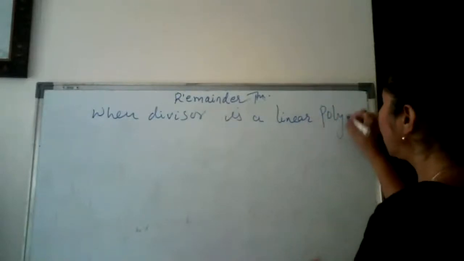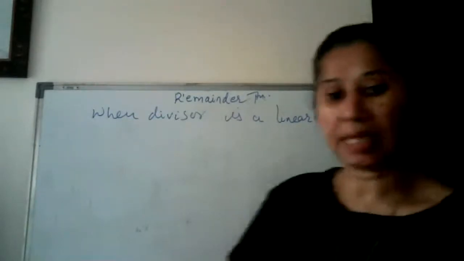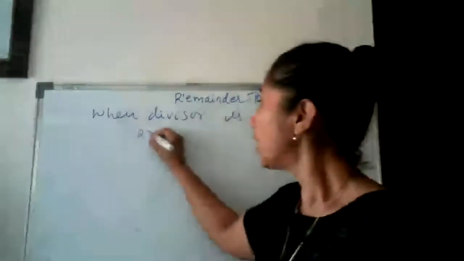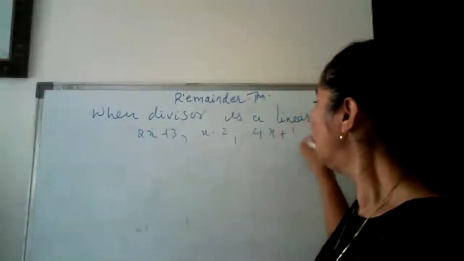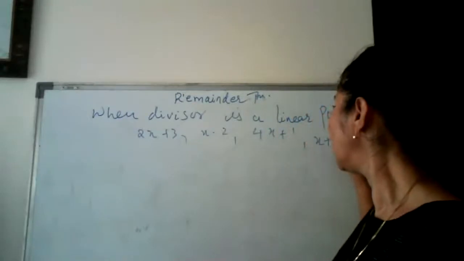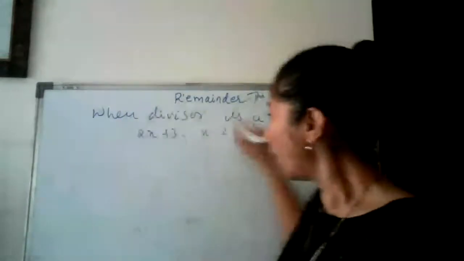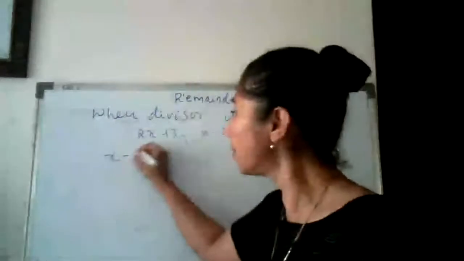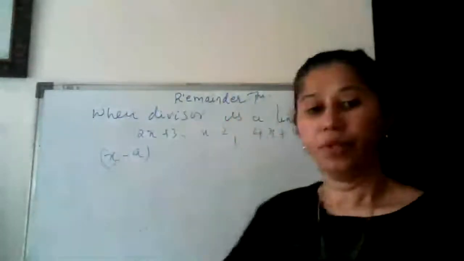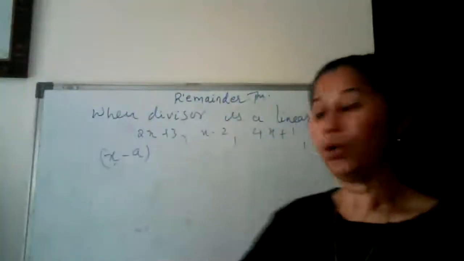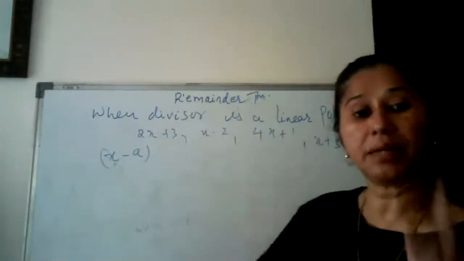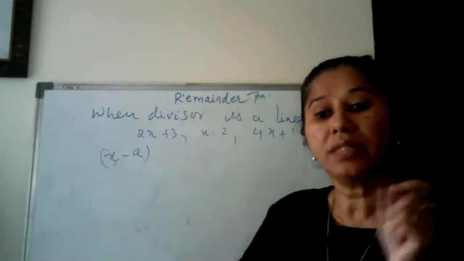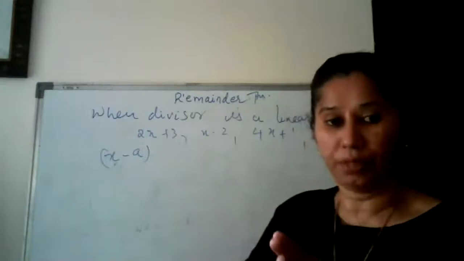When our divisor is a linear polynomial, that is something like 2x plus 3 or x minus 2 or 4x plus 1, or say something with x plus 3. So in general, I write this as the x minus a form. If a binomial is of this kind, it's a linear polynomial. That means our divisor is a linear polynomial.